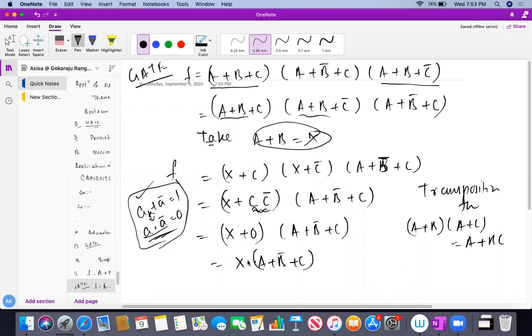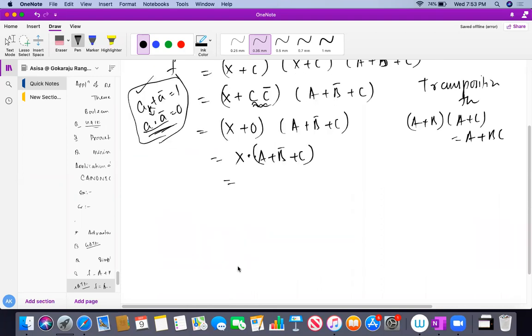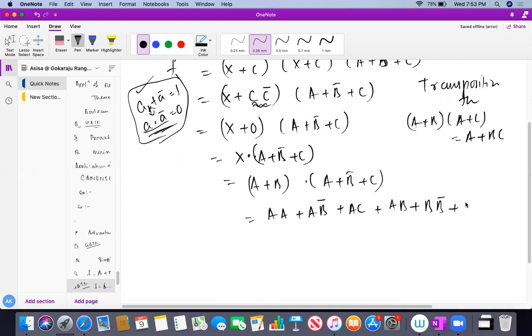I'm just not touching this part. Next, what can I simplify here? I can put X, where X is A or B. So I have just taken that, A or B, and A or B bar or C. Now I can apply the distribution theorem here: A B bar, AC, A B, B bar, and BC. So if I apply the distribution theorem, I will end up with this.